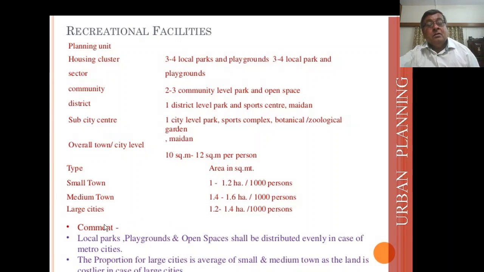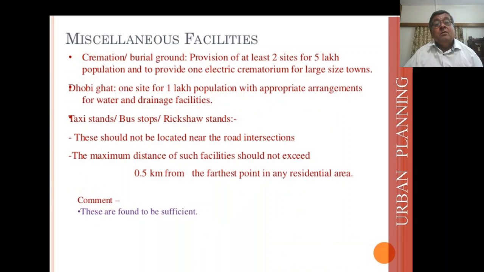Comment, conclusion or suggestion: local parks, playgrounds and open spaces shall be distributed evenly in case of metro cities. The proportion for large cities is average for small and medium town as land is costlier in case of large cities. Now miscellaneous facilities: cremation, burial ground, that is Smashan or Amardham, Kabristan. Provision of at least 2 sites for 5 lakh population and to provide 1 electric crematorium for large size towns.